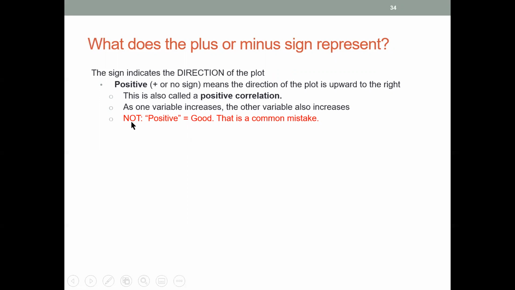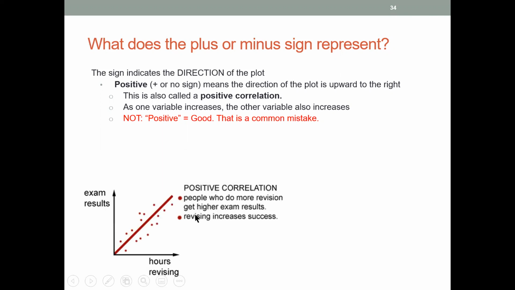A common mistake that we see is people think of positive as good, and that's a mistake. In this case, positive only means it's going in an upward direction. So don't think about positive and negative as good and bad. So this is an example of a positive correlation.